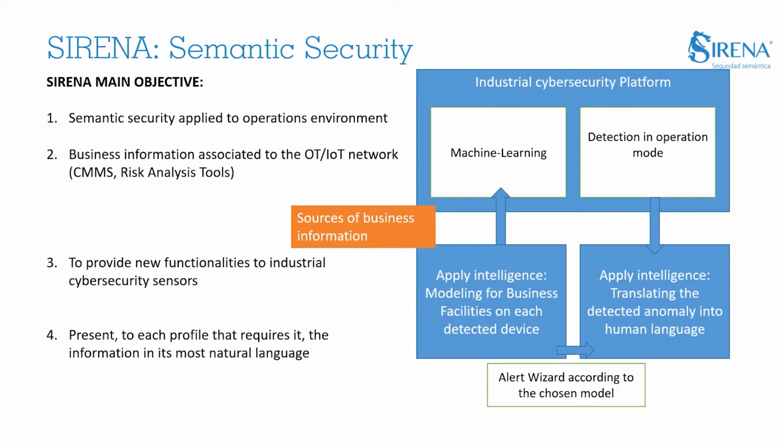Sirena is able to associate each low-level asset with an asset of business service, connecting with several sources of information: risk analysis, asset database, or industrial operation manager CMMS, and automatically tag assets, alerts, group them, and apply new correlation rules. We can use it to show the assets and alerts in natural language to each profile, in addition to showing all the business information associated with an asset and alert for correct decision making.